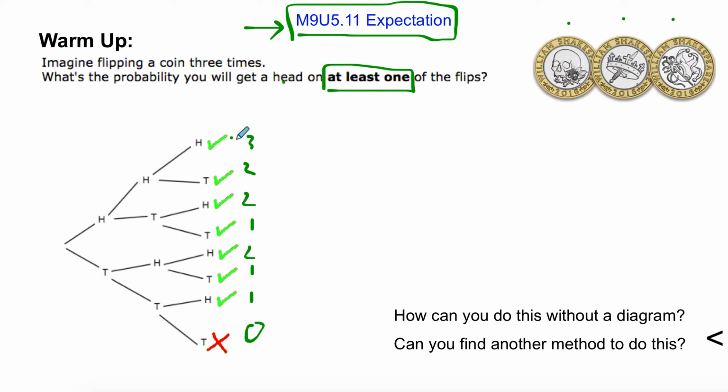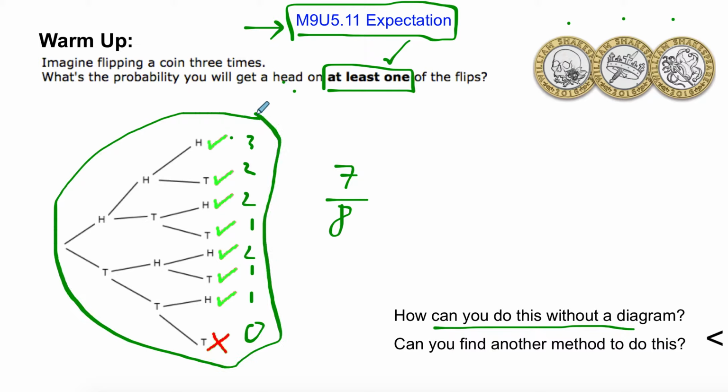So there's 1, 2, 3, 4, 5, 6, 7, 8 things that could happen, right? And 7 out of those 8 yield at least one head. So that's great. We want to be able to do this without a diagram because I don't know if anybody was super excited to build this. So what I want to do is figure out how to do this same thing without the diagram, and that's called expectation.